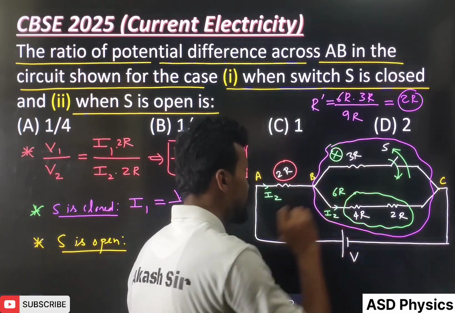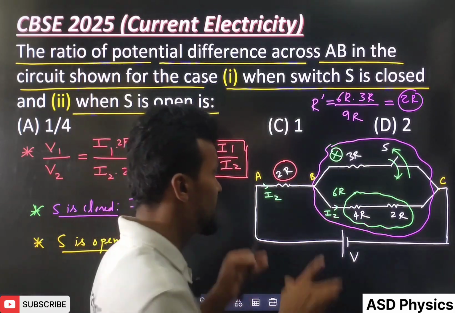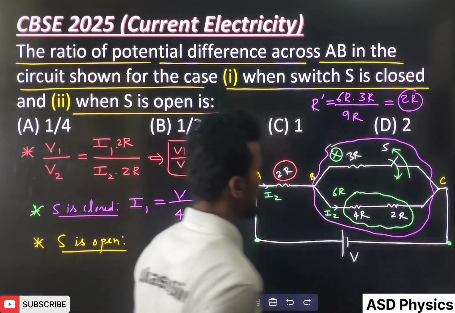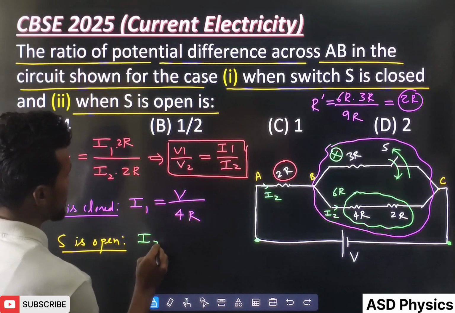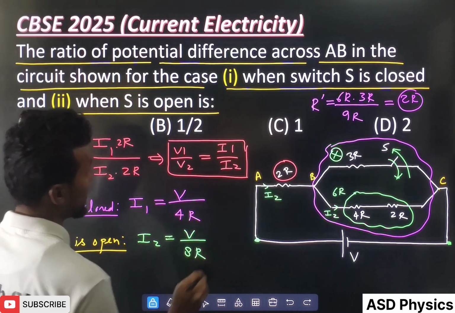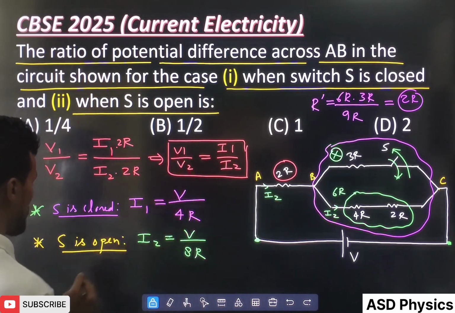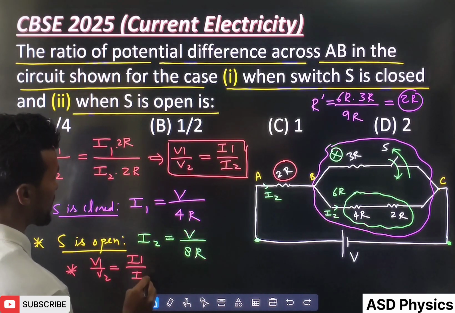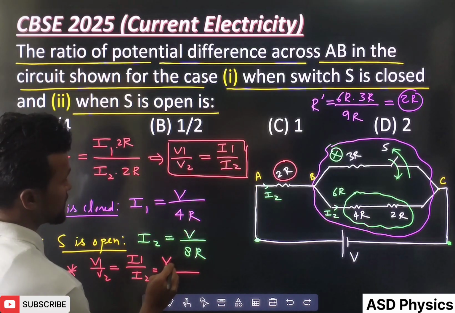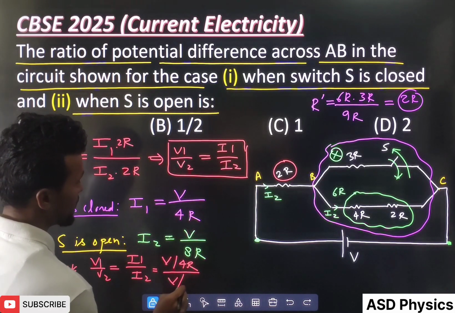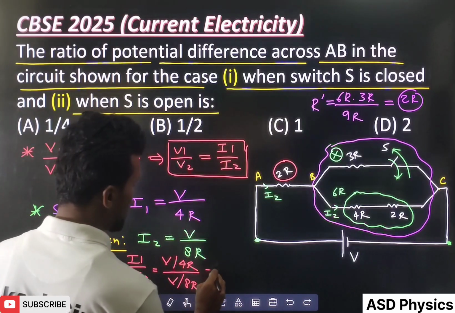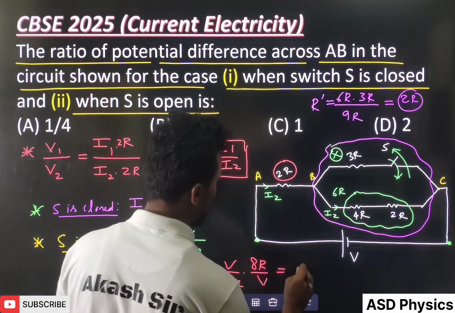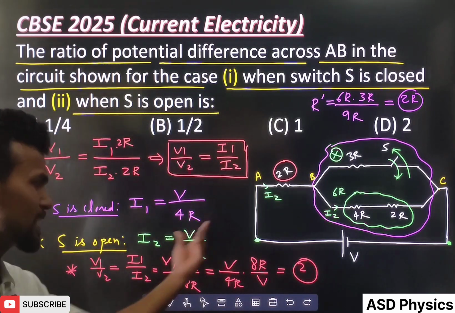So when this 2R and 6R are in series, the equivalent is 8R, and this 8R will be connected across the voltage V. So in this situation, I2 is given by V by 8R. Now according to the question, V1 by V2 is I1 by I2. I1 is given by V by 4R, and this one is V by 8R. So V by 4R into 8R by V. Just simplify this, it will come 2 because 8 by 4 is 2 and the others will cancel out.